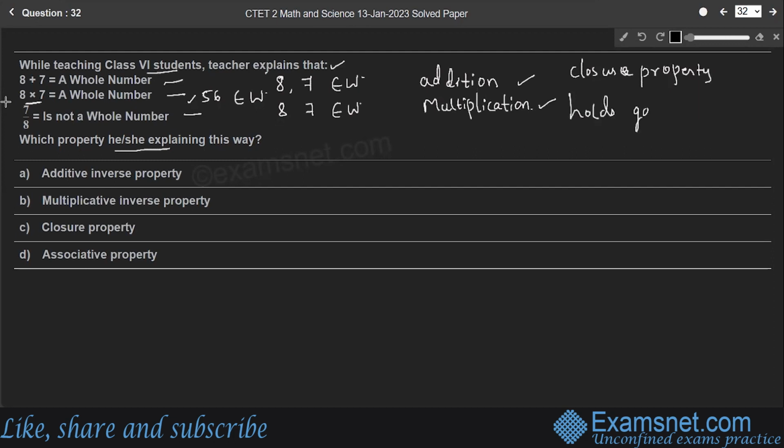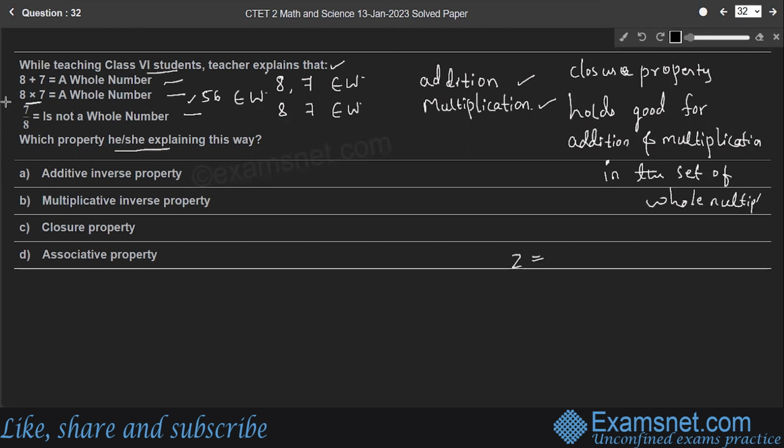property holds good for addition and multiplication. In which set? In the set of whole numbers, right? If it is a set of integers, for example Z, the set of integers starts with minus infinity: minus 2, minus 1, 0, 1, 2, and so on. Here, closure property holds good for addition, subtraction, and even multiplication also. So even for the subtraction operation, closure property holds good in the set of integers. But in the set of whole numbers, closure property holds good for addition and multiplication.